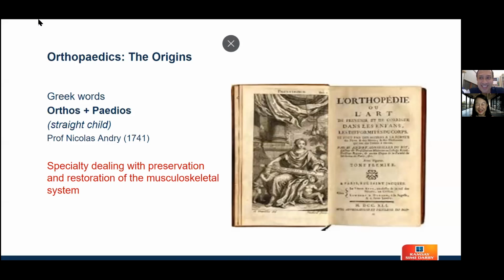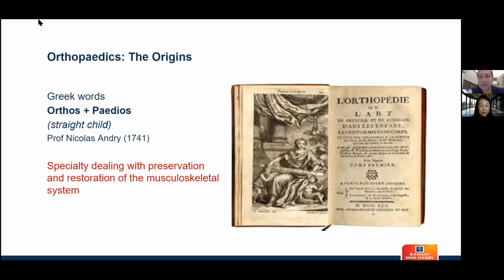So the origin of orthopedics is actually from two Greek words: orthos, which means straight, and pedios, which means child. Straight child was the original description of orthopedic surgery. It was initially a branch of general surgery in the year 1741. If anyone asks what orthopedic surgery is, a good way to describe it is a specialty dealing with the preservation and restoration of the musculoskeletal system. So pretty much that's what orthopedics is at the moment.